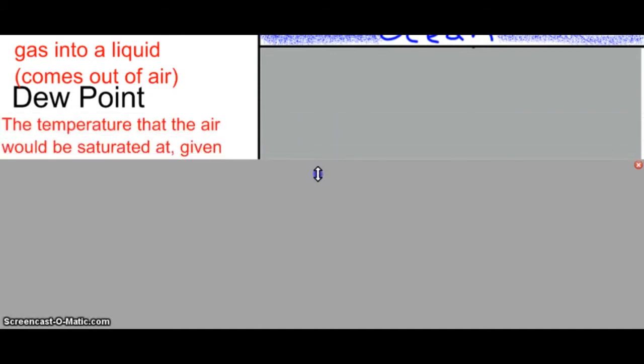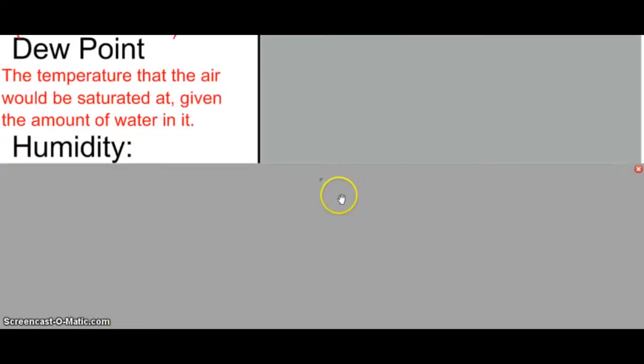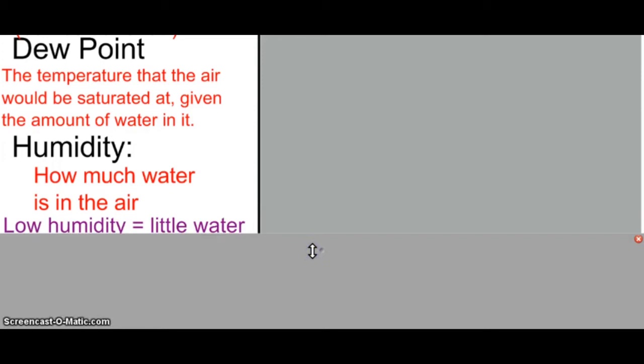The temperature that the air would be saturated at, given the amount of water in it. So if there's more water in it, the dew point is going to be higher. It'll need a higher temperature of air to hold that much water. Now humidity is a little bit easier. Humidity is simply how much water is in the air. So if there's a low humidity outside, that means there's just a little bit of water in the air. If it's humid, everyone knows what humid means. It means it's very wet outside.